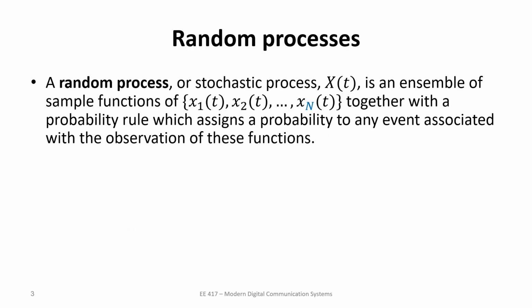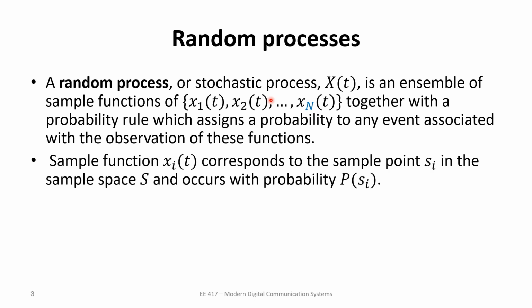So what is a random process? A random process, or you may call it stochastic process, is represented with a capital letter and then its function of time or function of a given variable. So it's capital X of t. It's an ensemble of sample functions. It's a group of sample functions together with a probability rule assigned to each one of these possible outcomes. The probability is assigned to any event associated with the observation of these given functions.